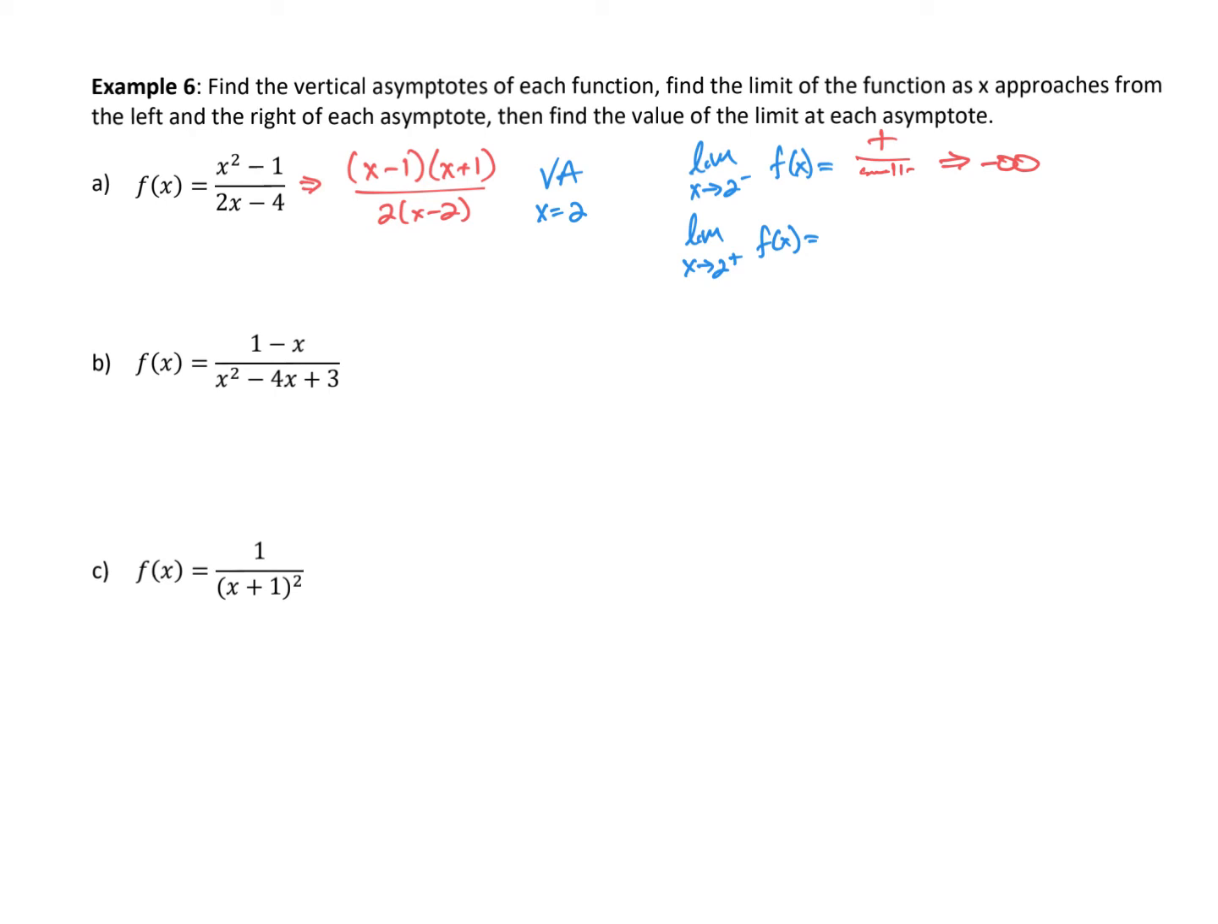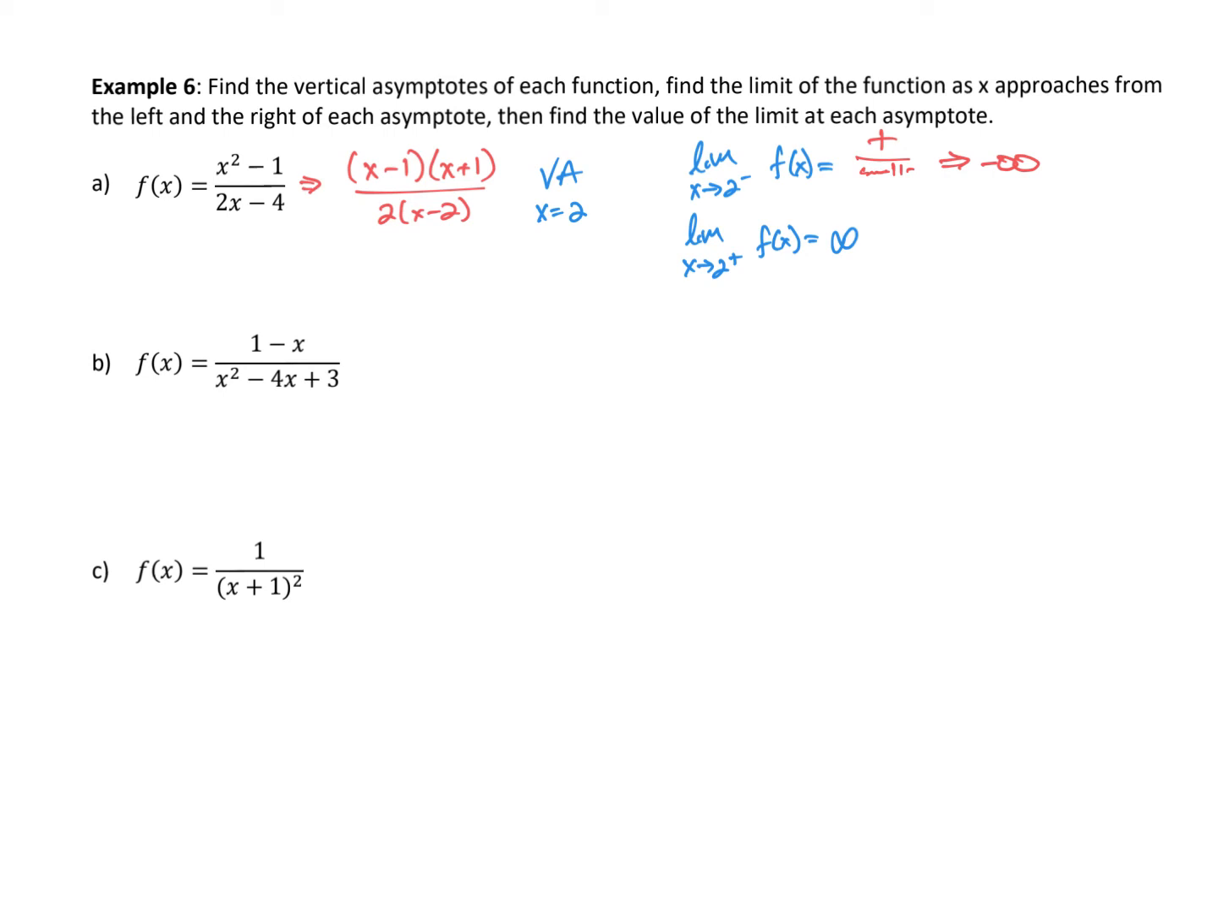Like 2.01, right? So what do I get when I substitute in 2.01? This would be what? What kind of positive? Really freaking small positive. All right. So what will we get? Positive over really small positive, which would be positive infinity. All right. Pretty good.